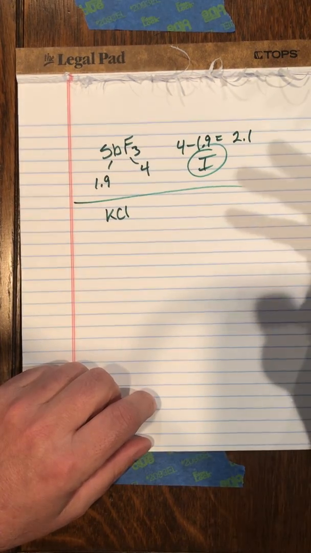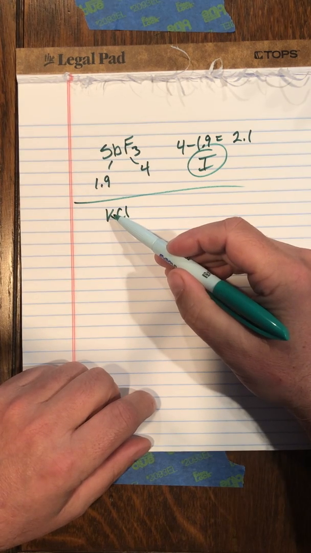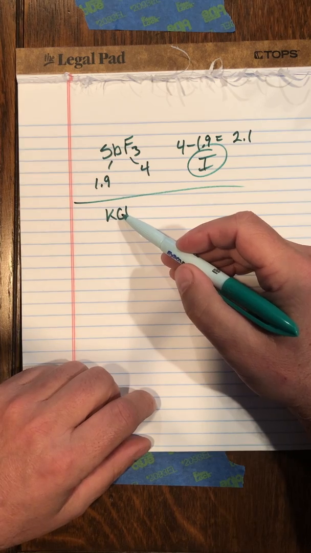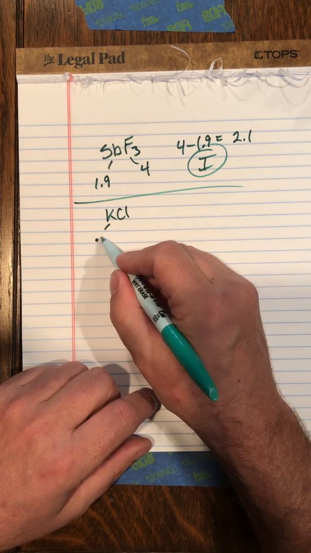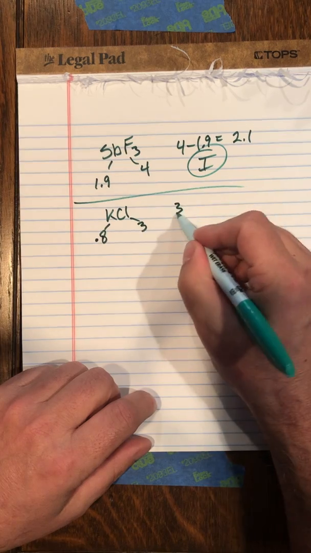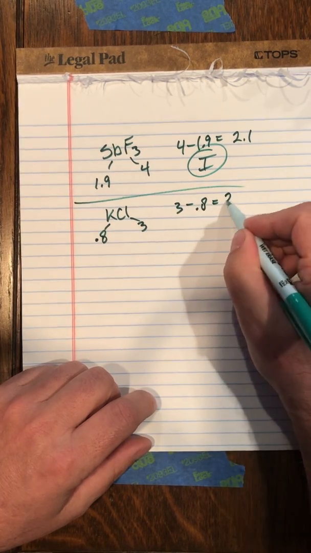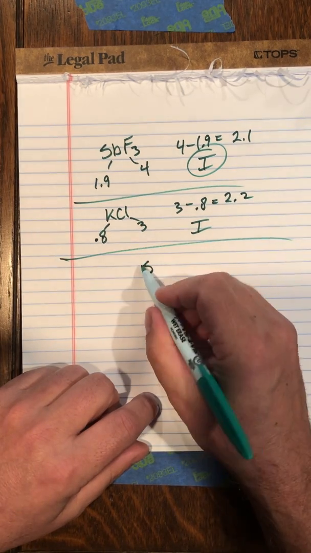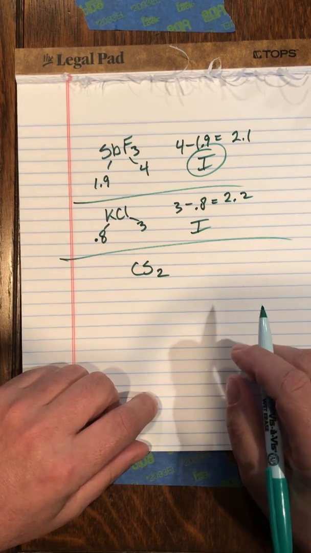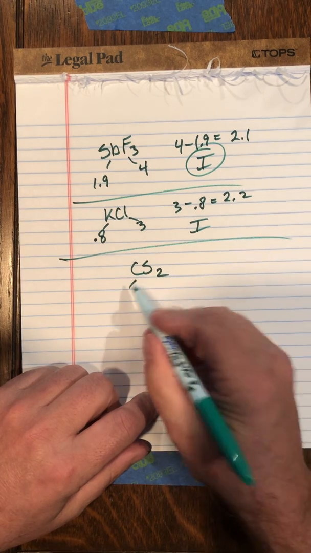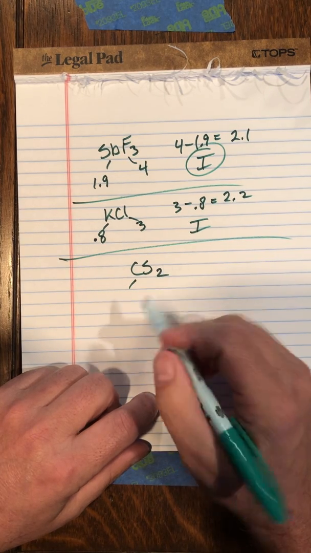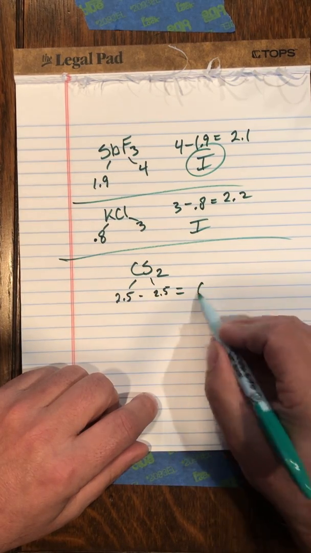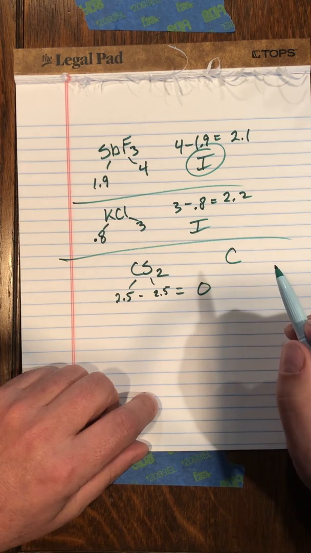KCl. Now, a sharp chemist knows K is from the far left. Cl is from the far right. That is almost just given, guaranteed to be ionic, but I'll prove it. 0.8, 3 minus 0.8, what is that? 2.2, ionic. Last one, CS2. I think C is 2.5. I think S is 2. Oh, sneaky devils. You get a 0, it's covalent. Okay, it's covalent.